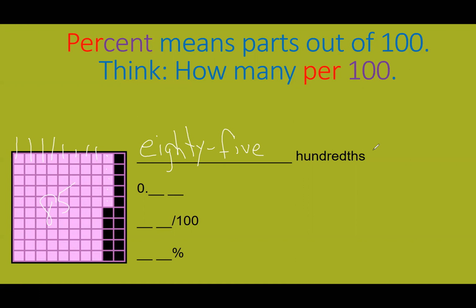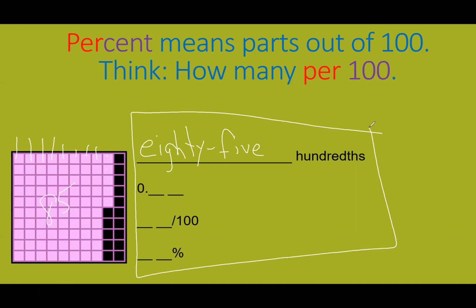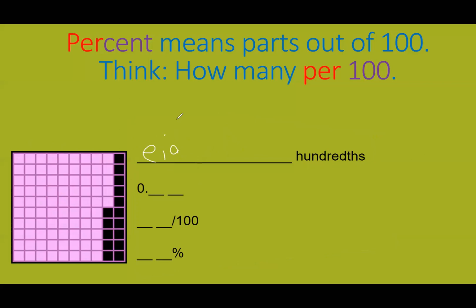So what I want you to do is grab a piece of paper, grab a pencil. If you want to draw this, that's okay, but you don't have to. What I would like for you to do is write these down, because I want you to show that you can convert from words to decimals, and then to fractions, and finally to percentages. So we were at 85 hundredths. All right, pause the video and let's see if you can fill out the other 3 missing parts.